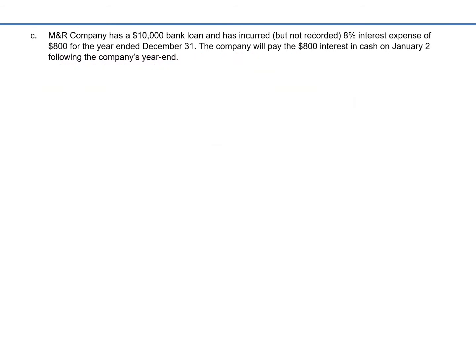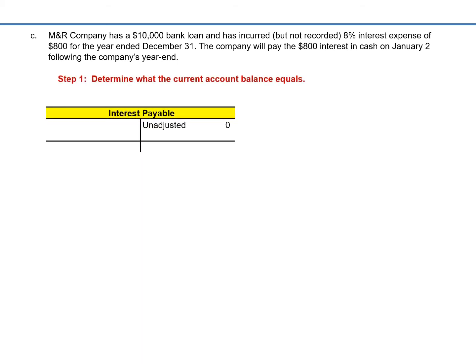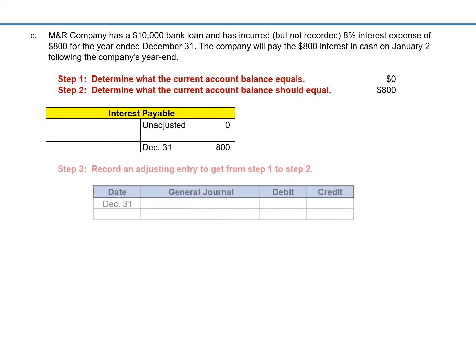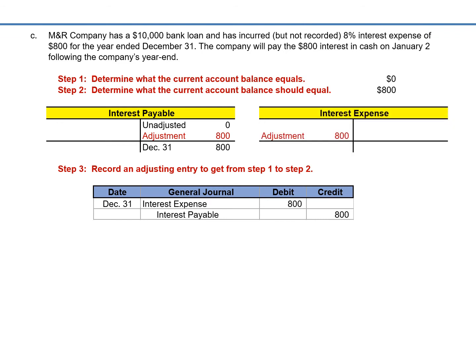In letter C, M&R Company has a $10,000 bank loan and has incurred but not recorded 8% interest, which is $800, they tell us. So our interest payable balance is currently zero, but it should be $800 at the end of the year. So in order to increase liability accounts, we credit. So we credit interest payable and we debit interest expense.